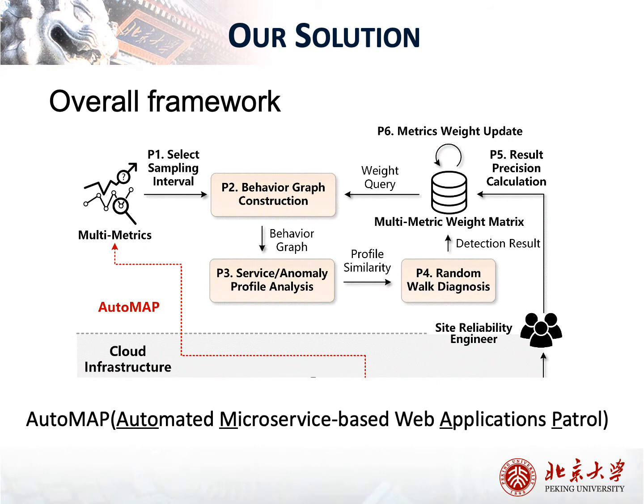So this is our solution to the problem, AutoMAP, also Automated Microservice-based Web Application Patrol. AutoMAP consists of 6 iterative phases shown in this figure. In the following slides, we will show each phase in detail.